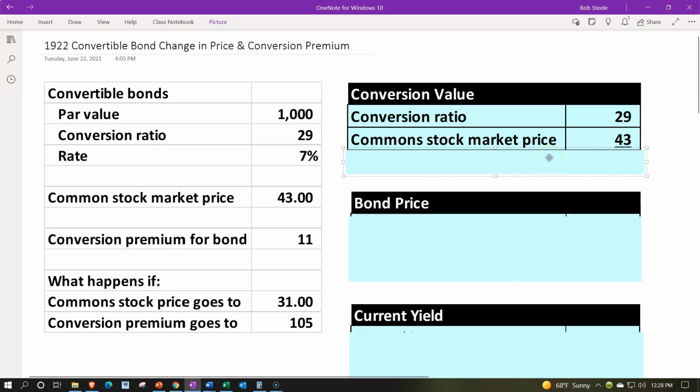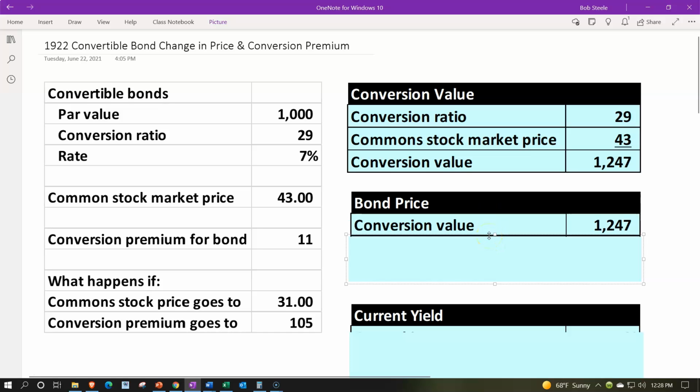So that would mean we can value this more complex security at $1,247 if we were to convert them. If we look at the bond price, it's going to be the $1,247 that we got with the conversion value plus the conversion premium for the bond, because by definition, the conversion premium on the bond would be the bond price minus the conversion value. So if we're given the conversion premium, then we can get to the bond price by taking the conversion value plus the conversion premium for the bond.